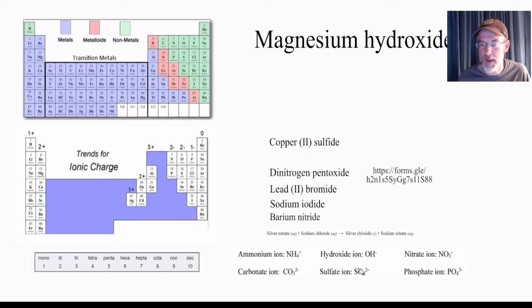Magnesium hydroxide. Hydroxide's the one you want to watch out for. It ends in IDE, like the things on the periodic table, but it is a polyatomic ion.